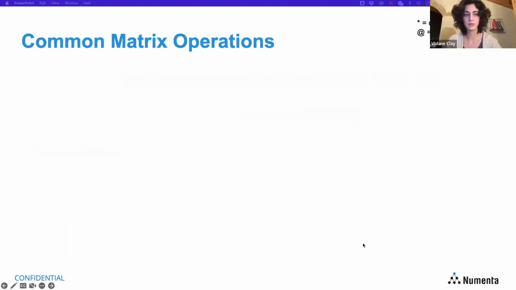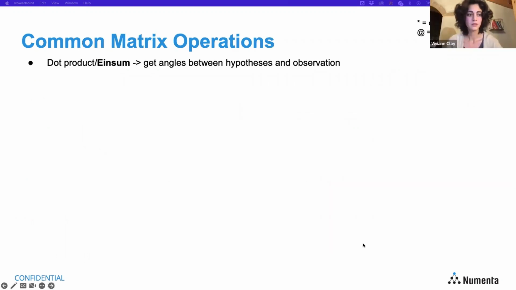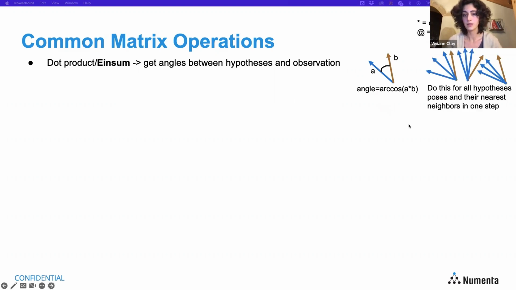So yeah, now the matrix operations. The one that takes the longest is the einsum operation, which we use to get angles between the hypotheses and the observation. Since we use unit vectors to calculate the angle, we basically just need to take the dot product between two vectors and then apply our cos to it. And we want to do this for all hypotheses, poses, and nearest neighbors in one step.